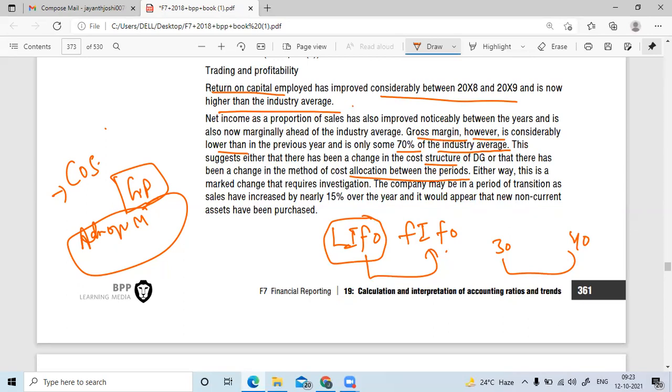Either way, this is a marked change that requires investigation. The company may be in a period of transition as sales have increased by this much, and it would appear that new non-current assets have been purchased. As you said, Meghna, some points here we are considering. Company may be in a period of transition. That means they are changing the things, it seems.